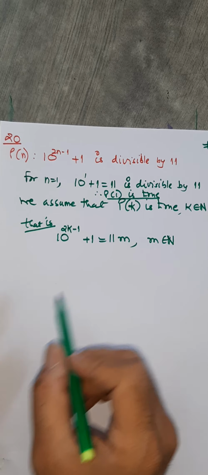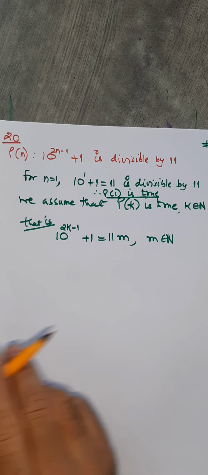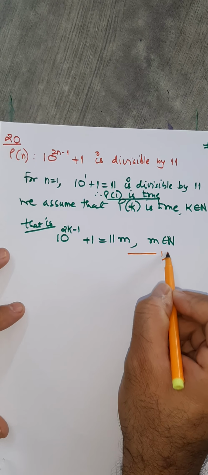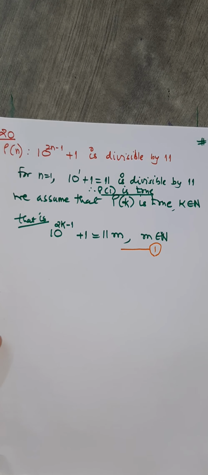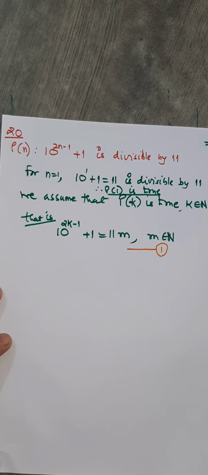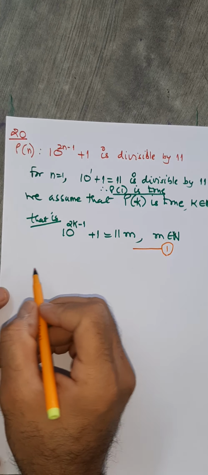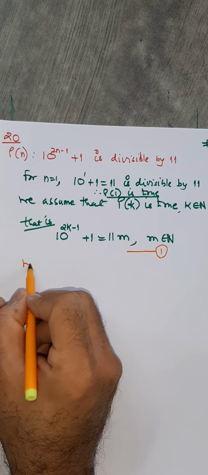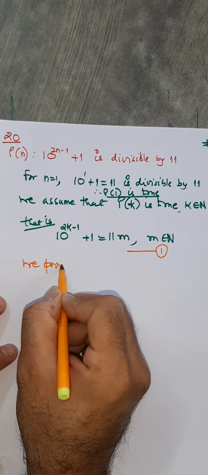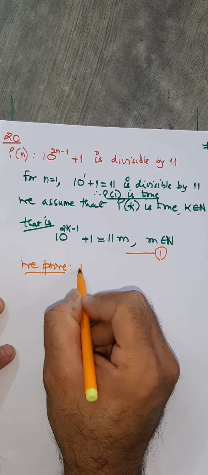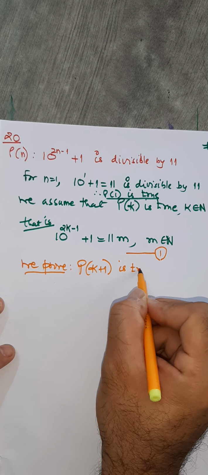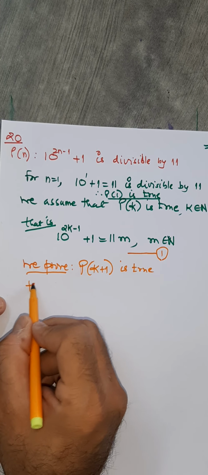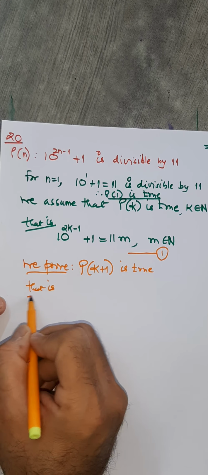Okay, we call this equation number 1 and we keep it inside. We did such questions earlier also, so I hope this is clear to you. It's divisible by 11 means it's a multiple of 11, that's 11 into something. Now we have the proving part. We prove P of k plus 1 is true.